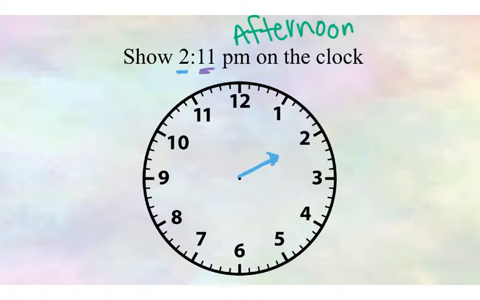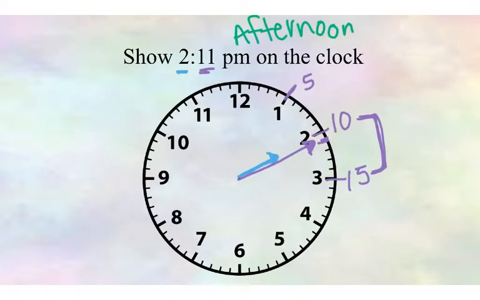So if you remember, we could count by 5s. 5, 10, 15. Stop and pause. Why do you think I stopped at 15 and didn't go farther? I stopped because I know 11 is between 10 and 15 minutes. So let's count up until we get to 11, starting at 10. 10, 11. Wow, that was fast. So my minute hand is going to go right here.